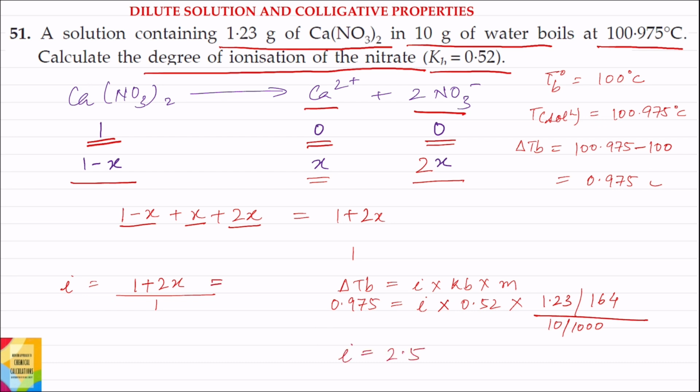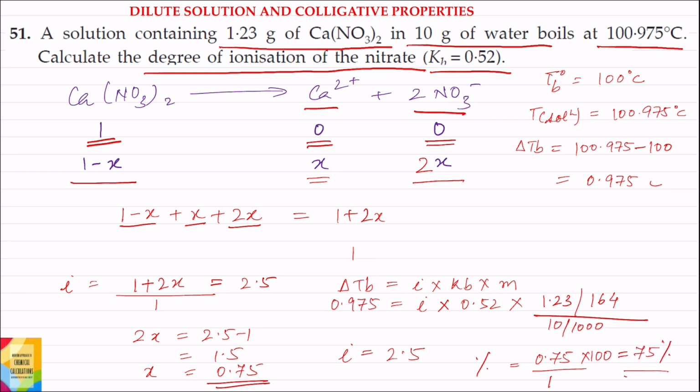तो यहाँ पे I की वैल्यू हो जाएगी 1 plus 2x divided by 1 is equal to 2.5 and 2x will be equal to 2.5 minus 1 equals to 1.5. Therefore x will be equal to 0.75. Therefore moles of calcium nitrate that dissociated is equal to 0.75 moles, and percentage dissociation will be equal to out of 1 mole 0.75 moles dissociated. Therefore out of 100 it will be 0.75 divided by 1 into 100, that is equal to 75%. So this is the percentage dissociation or degree of ionization of calcium nitrate.